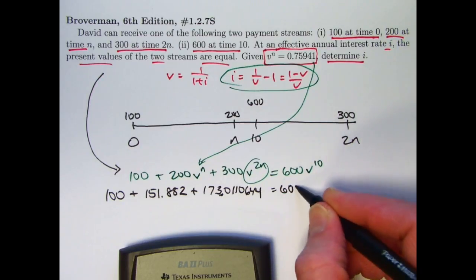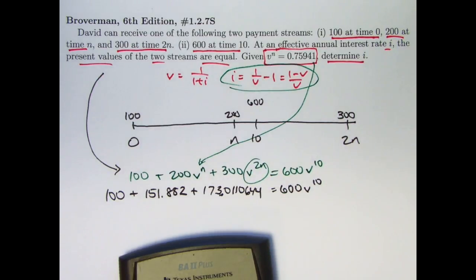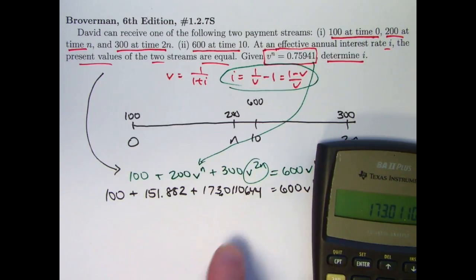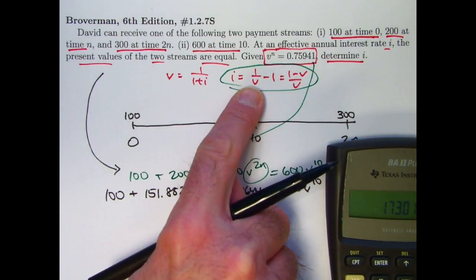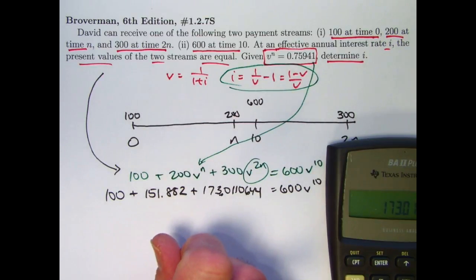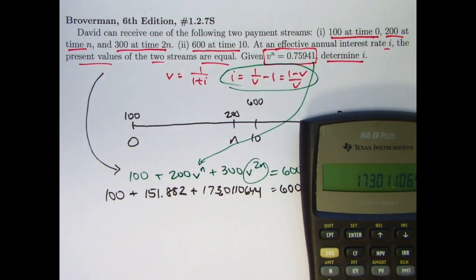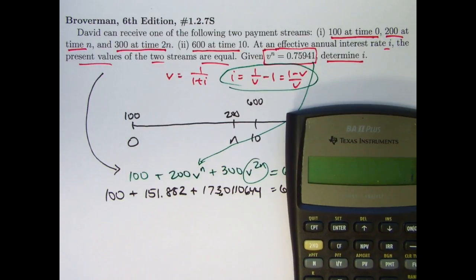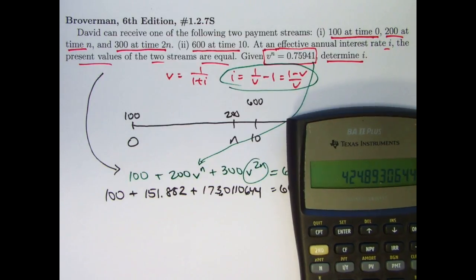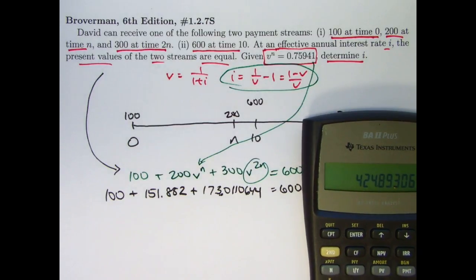We don't know what v to the 10th is yet. So now I need to add up the numbers on the left. I'm going to have to divide by 600. That'll give me v to the 10th. Then I'll take the 10th root of that to get v, take its reciprocal and subtract 1 to get I. So we are getting close to being finished. This is one of the easier problems, I think. Adding across this line gives me a left-hand side equal to 424.89.